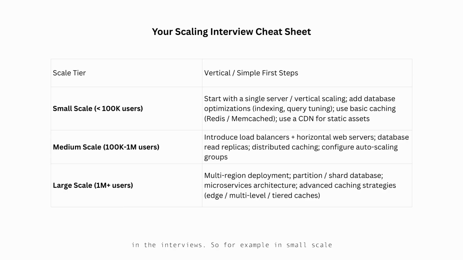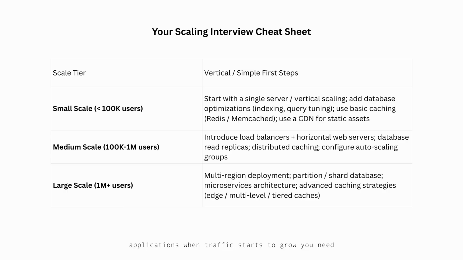So, for example, in a small scale of less than 100,000 users, at this level, the simpler the better. Start vertical with one machine, database tuning, basic caching, and a CDN for static assets. You can get a lot of mileage by optimizing code, queries, and caching without introducing complexity.